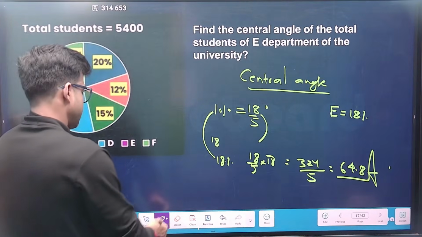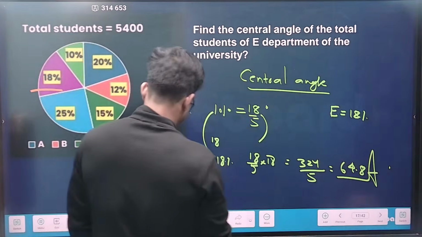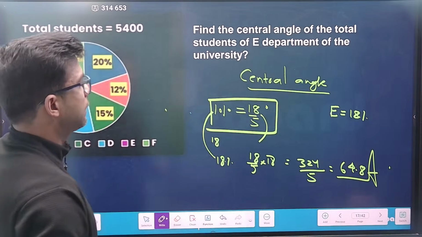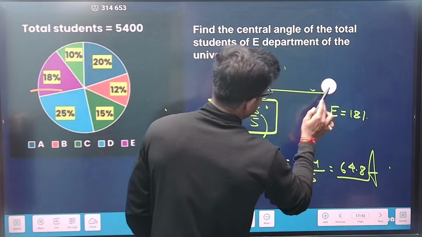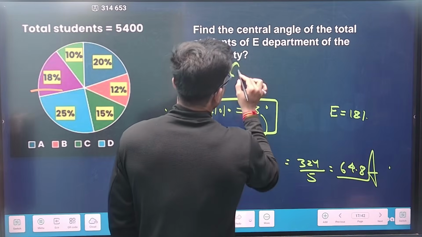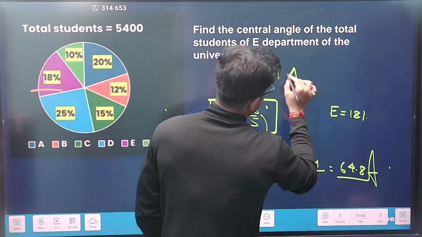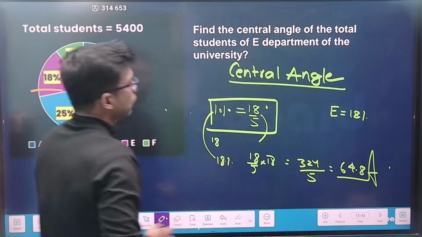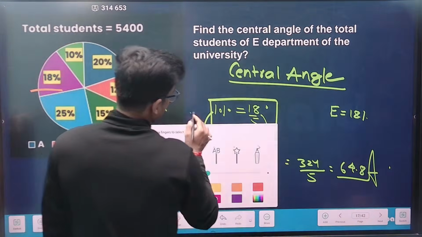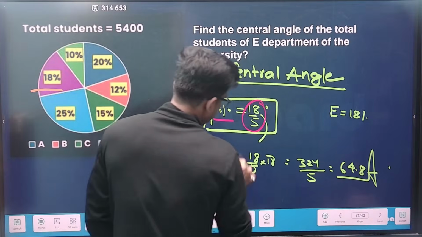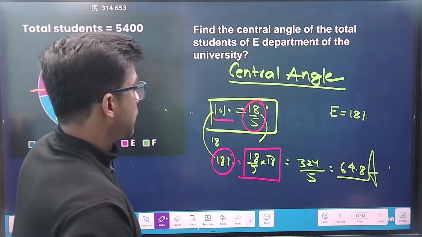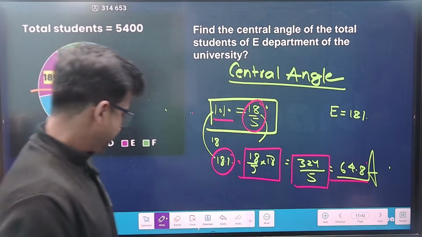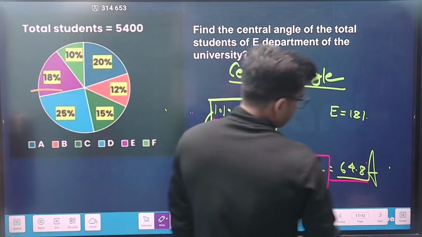What have we done? First of all, we figured out 1% equals how many degrees, because the question was from the central angle. So my point was clearly that I need to figure out my central angle. From the central angle, I know that 1% is equal to 18 by 5 degree. 18% would be equal to 18 multiplied by 18 by 5 degree. Now 18 into 18 is basically 324 divided by 5, which gives me 64.8 degree. Correct? Let's move to the next question.